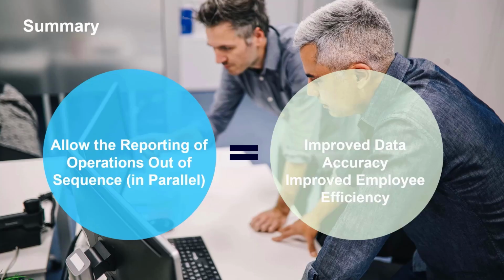In summary, with the new automatic backward reporting parameter, companies can choose to either require operation quantities to be reported in sequence or to allow the reporting of operation quantities to be reported out of sequence. This will eliminate the requirement of handwriting quantities and keying them in batches at the end of the day, resulting in improved accuracy of quantities reported against operations and improved employee efficiency.